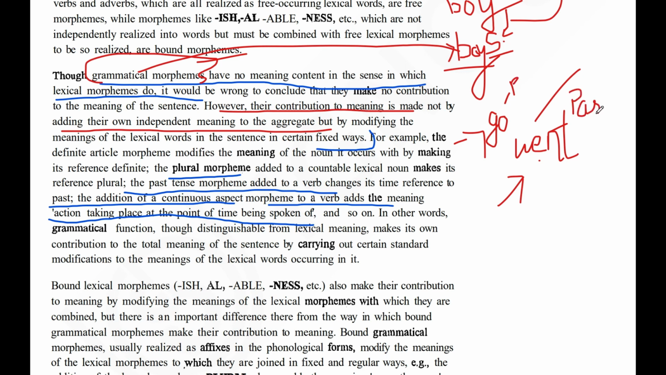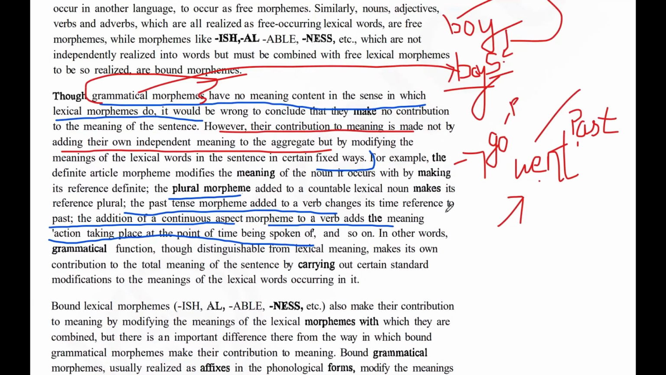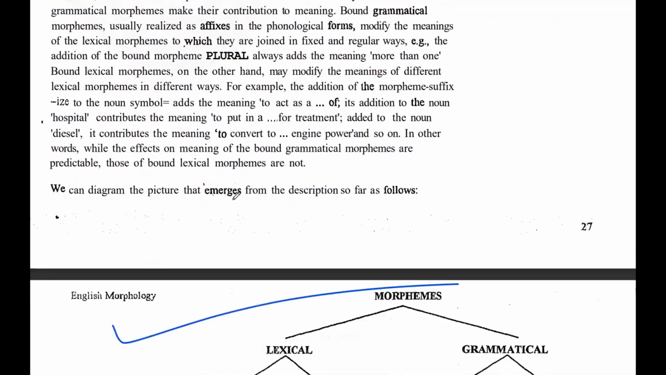So this grammatical morpheme, although it's talking about the same action, because it is in the past, it changed the meaning of the sentence suddenly, right? So this is your grammatical morpheme.